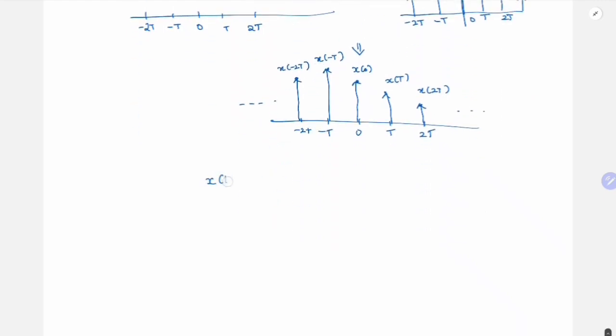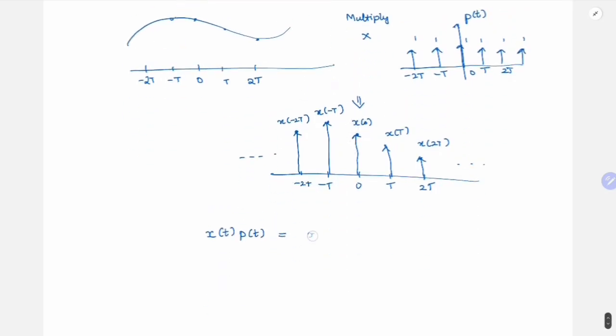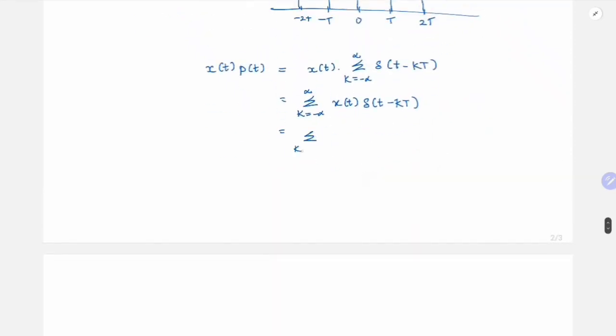So if you multiply x of t with p of t, my impulse train, then what will I get? It's like multiplying x of t with summation k equal to minus infinity to infinity delta of t minus kT. And if you take x of t inside, x of t delta of t minus kT, now you can replace this with x of kT, because only the value at that instant is going to remain. So this is in time domain.